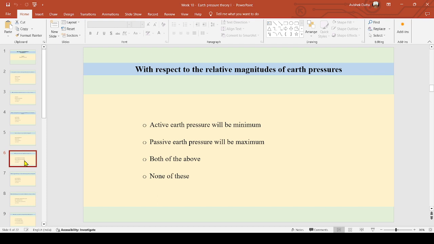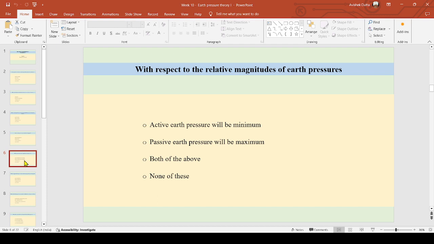With respect to the relative magnitudes of earth pressures, you have to answer which among the statements is correct. Okay. Active earth pressure will be minimum.